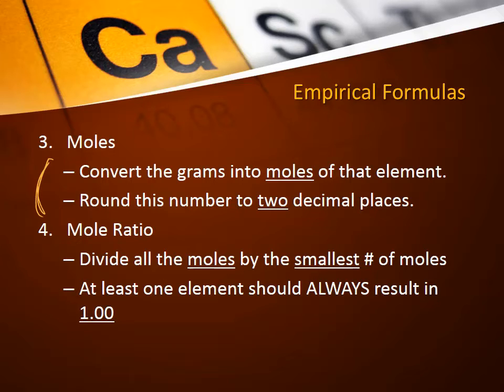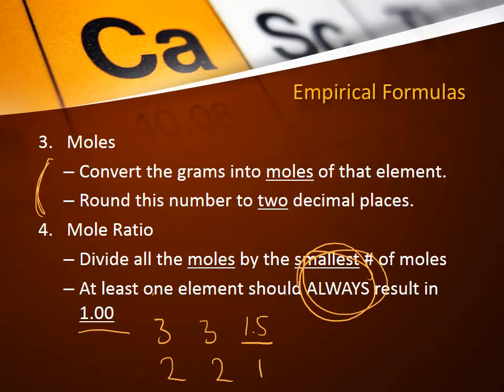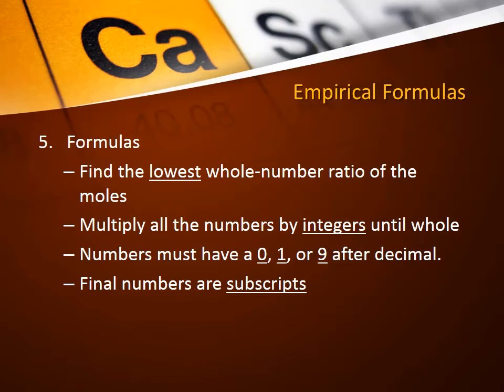Commonly, you'll end up with about the same numbers, or at least 2 of the elements. If there's 3, we'll actually have the same number for the mole ratio. But at least one element should always result in 1.00 because you're going to have the smallest divided by itself. So if I've got, I don't know, 3, somehow I got 3 moles, and 1.5. The smallest is 1.5, so my mole ratios will be 2, 2, and 1.